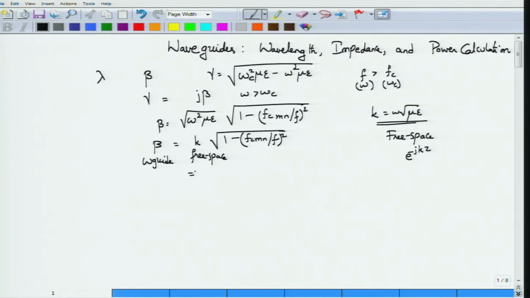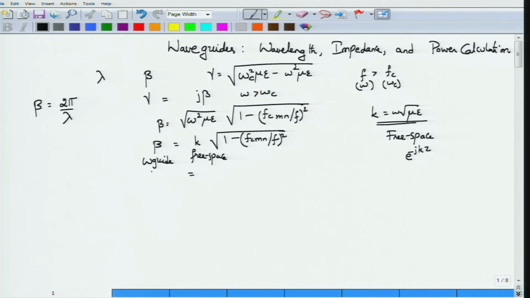We know beta and lambda are related in terms of transmission lines, or the propagation constant of a transmission line. For free space we had calculated this beta and said beta is related to 2 pi by lambda, or beta is given by 2 pi by lambda. In this case, can I simply call this 2 pi by lambda? Unfortunately, no.